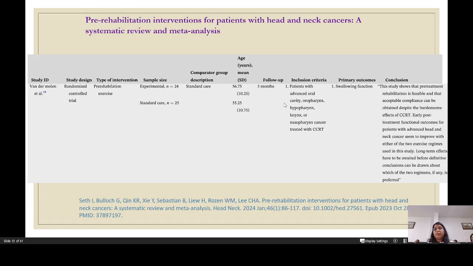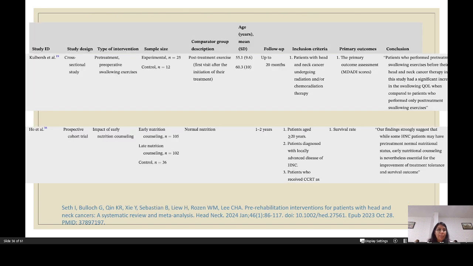Inclusion criteria was patients with advanced oral cavity, oropharynx, hypopharynx, larynx, or nasopharynx cancer treated with CCRT. Primary outcome was swallowing function. Conclusion: this study shows the pre-treatment rehabilitation is feasible and acceptable compliance can be obtained despite the burdensome effect of the concurrent CCRT. Early post-operative functional outcome for patients with advanced head and neck cancers seems to include either of the two exercise regimens used in this study. Long-term effect is to be awaited before a definitive conclusion can be drawn.